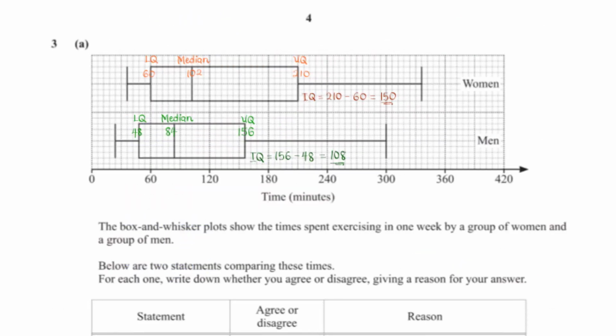The box and whisker plots show the times spent exercising in 1 week by a group of women and a group of men. Below are two statements comparing these times. For each one, write down whether you agree or disagree, giving a reason for your answer.